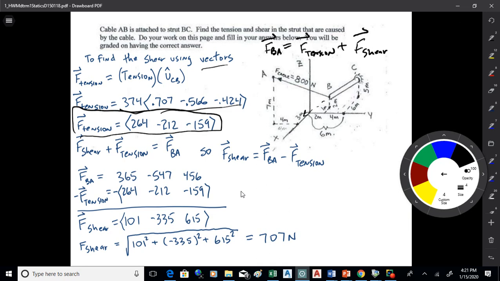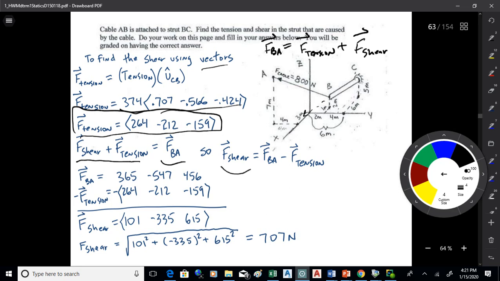Okay. Now we know if we take the shear and the tension as vectors and add them together, we'll get the total because the shear and tension are at right angles to one another. So that relationship should hold. That 101, negative 335, that force shown as a vector? Yes, down below, that's a vector.